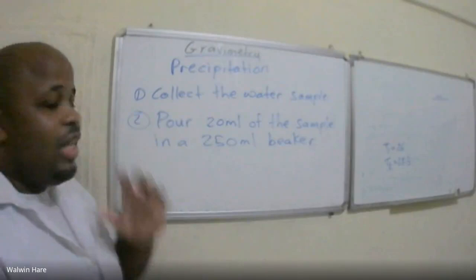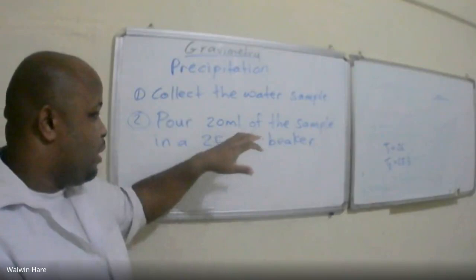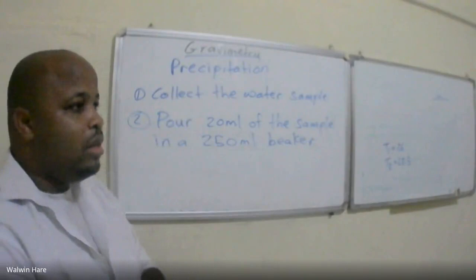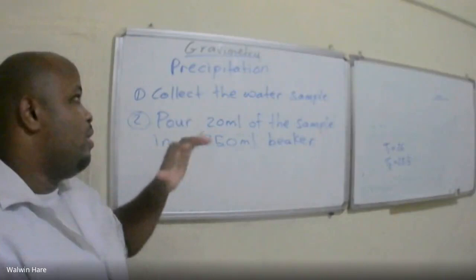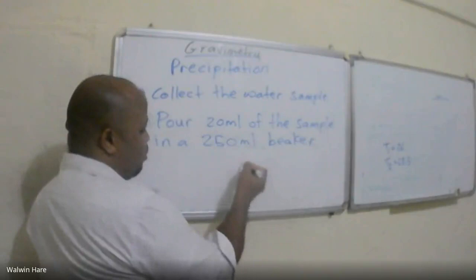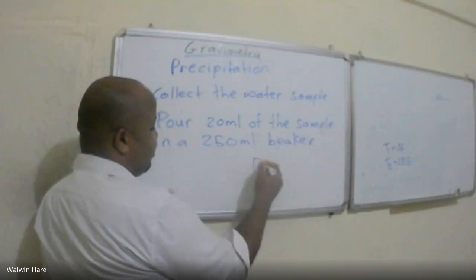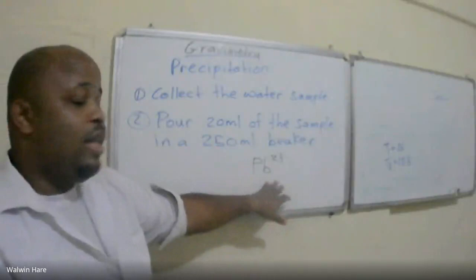Now we need to add a solution to the beaker, or to the water sample, that will allow the lead to form a precipitate. So this is where you need to remember the solubility rules for the salts. For this example, we are going to work with lead ions. All right, let's work with chloride. As Pb2+. I want to get Pb2+ as a precipitate.